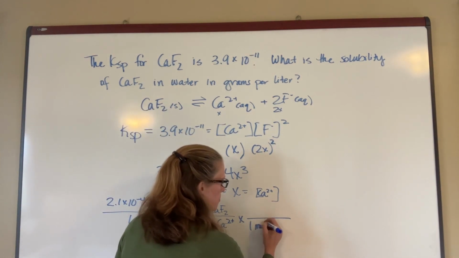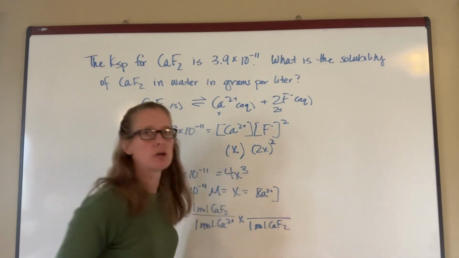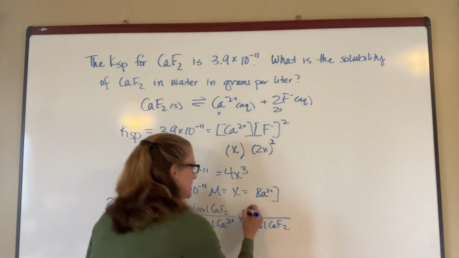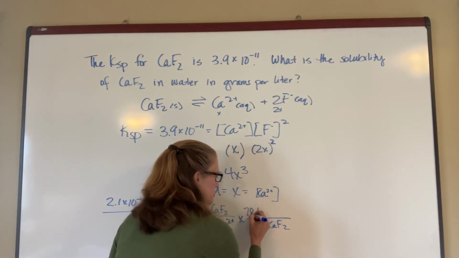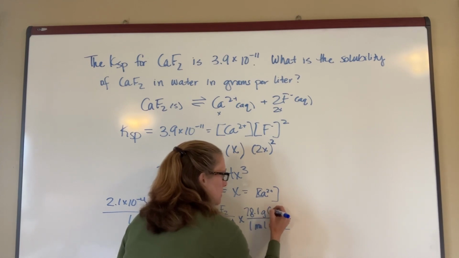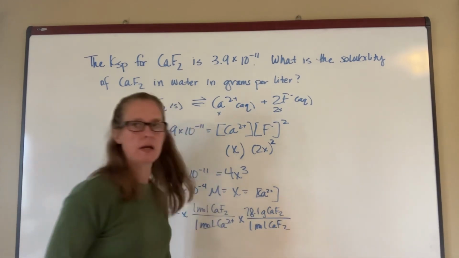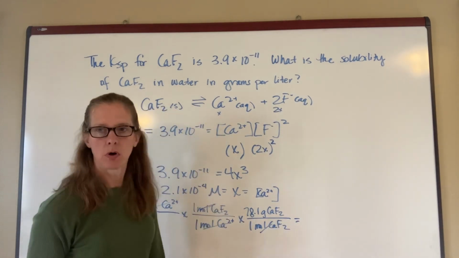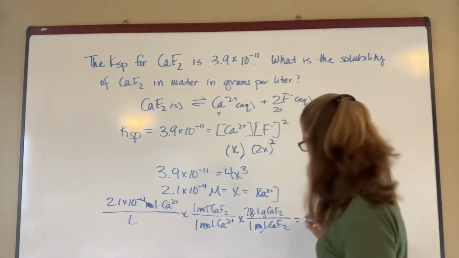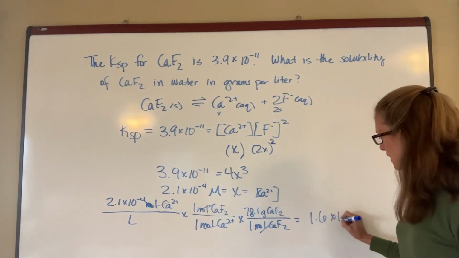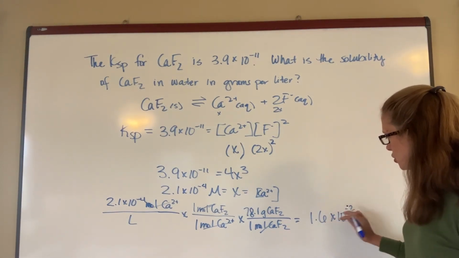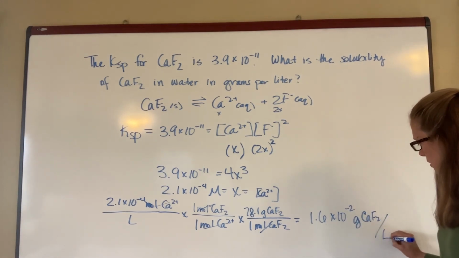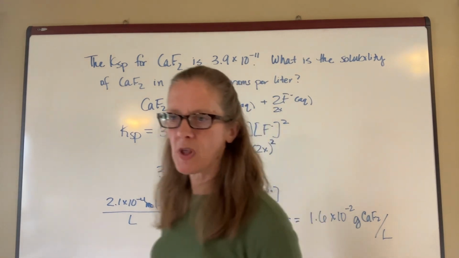So in 1 mole of calcium fluoride, you're going to use your periodic table and find out how many grams there are in a mole. So that's 78.1 grams of calcium fluoride per mole. So now my moles are going to cancel out. And when I multiply that out, that's going to give me 1.6 times 10 to the minus 2 grams of calcium fluoride per liter of solution.